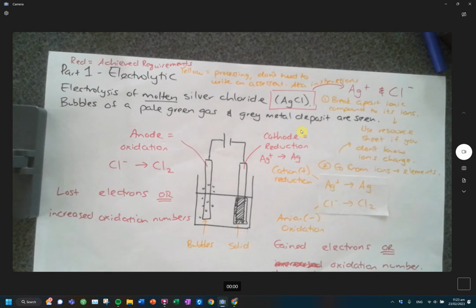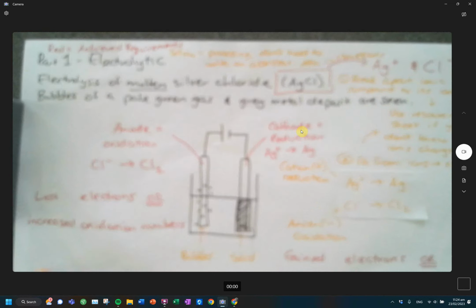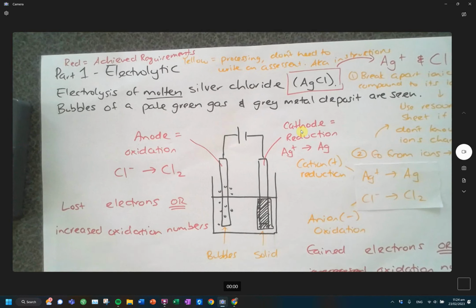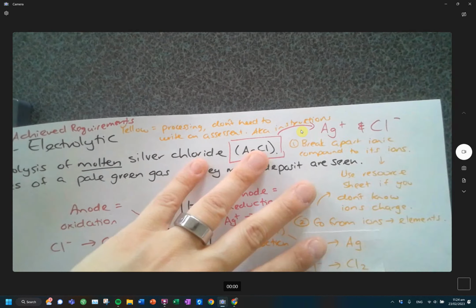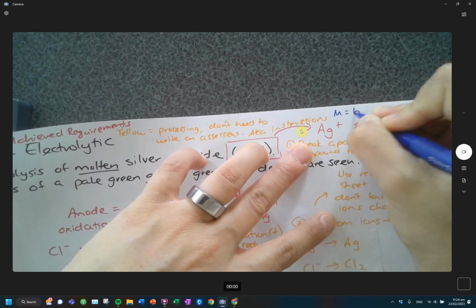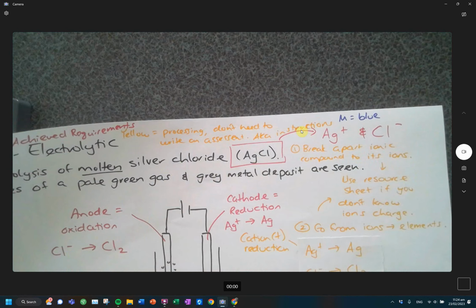All right. So let me show you the merit level requirements. We're going to do a little bit of revision for some of the oxidation numbers and the equations. And then we will have some study time. I will put the merit level answers in blue. I'm running out of space to write. All right, M equals blue, so we know that's what we have to add on to increase our achieved level answer to a merit level answer.